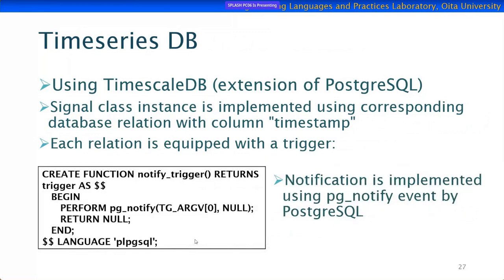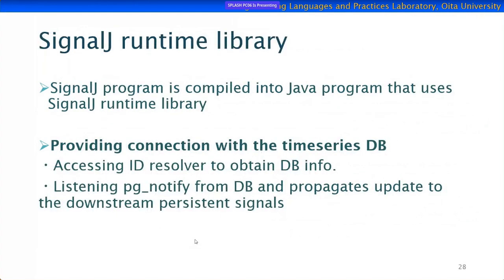The asynchronous notification is implemented using the PG notify event, which is also supported by PostgreSQL. A SignalJ program is compiled into a Java program that uses the SignalJ runtime library. This library implements the behavior of signals.